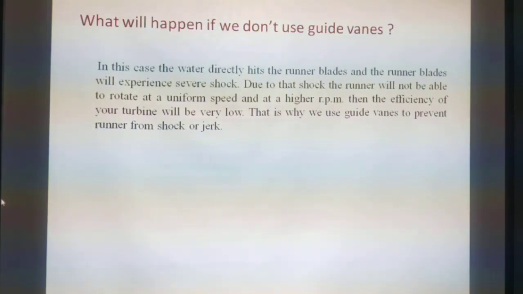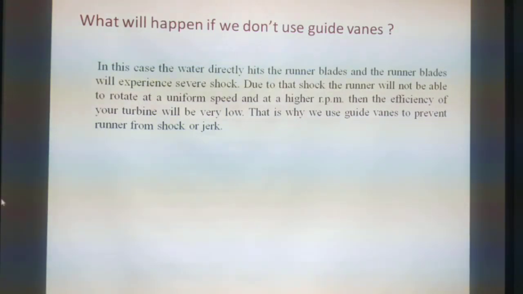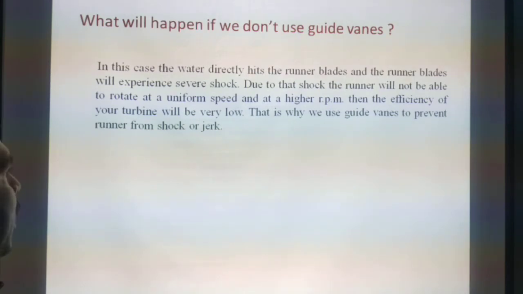So what will happen if we don't use guide vanes? If we don't use guide vanes, the water directly hits the runner blades and the runner blades will experience severe shock. Due to that shock, the runner will not be able to rotate at a uniform speed or at a higher RPM. Then the efficiency of the turbine will be very low. So this is why we use guide vanes, to protect the runner of the Francis turbine from any shock or jerk.